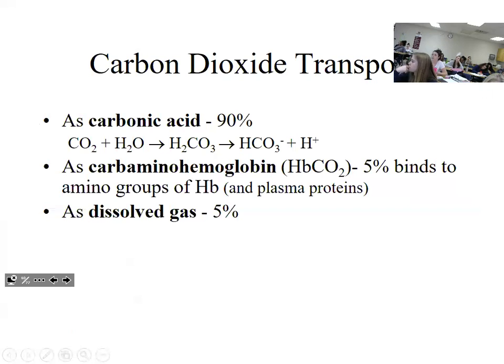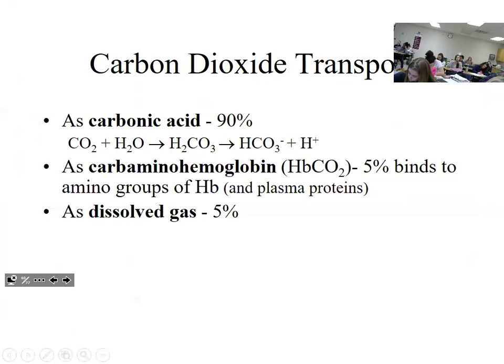CO2 and water. And I want you to be thinking about the CO2 and water that your cells are giving off, because all your cells are working. Aren't your cells alive? They're all alive, so they're putting this out. And now you've got an arrow here to carbonic acid, and then another arrow to bicarbonate and hydrogen ions.